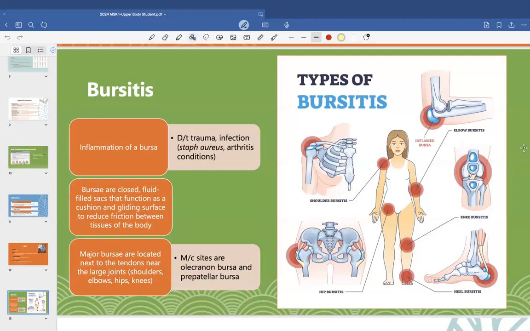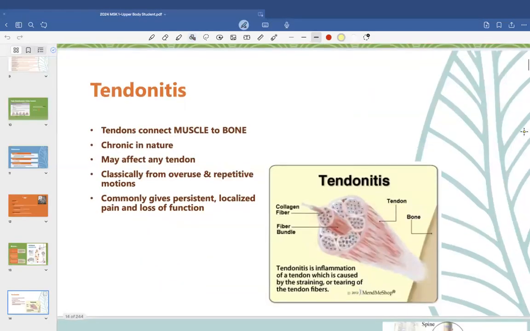Tendonitis. Again, tendons connect muscle to bone. A tendonitis usually becomes chronic. It can affect truly any tendon. There are some that are much more common. But usually this is an overuse or repetitive motion injury. When this sets in, again, localized pain, all the itis symptoms, and some loss of function.